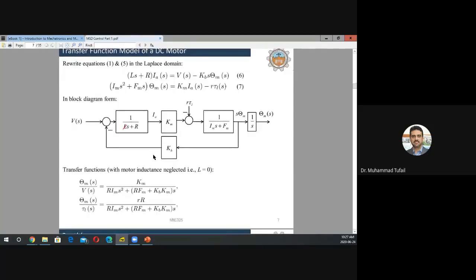And now from here, you can write the model in a transfer function form. Transfer function means write it in the Laplace domain as something output over input. Okay, so there are some general rules for transfer functions: given a diagram, how to convert it into a transfer function.